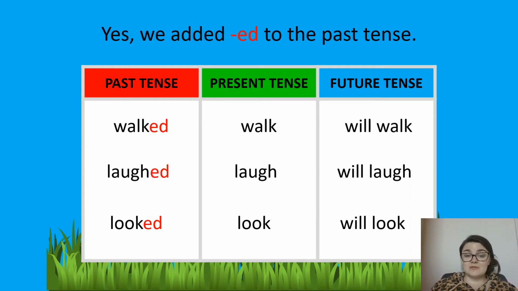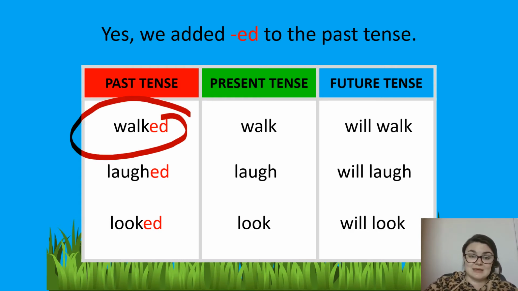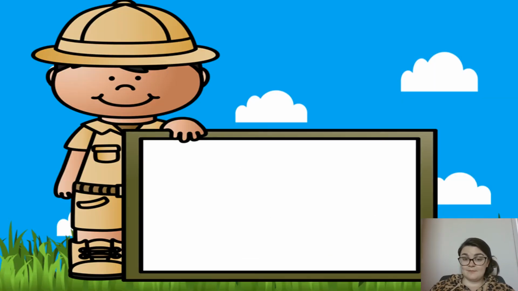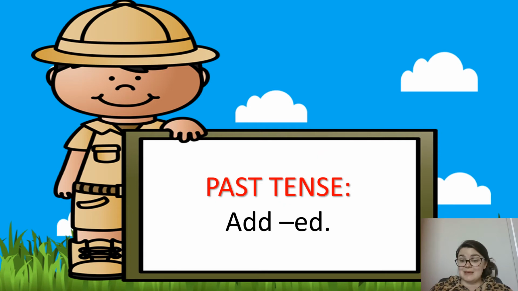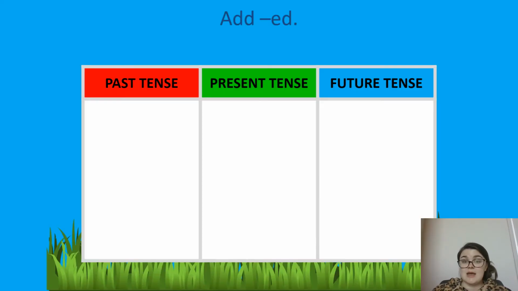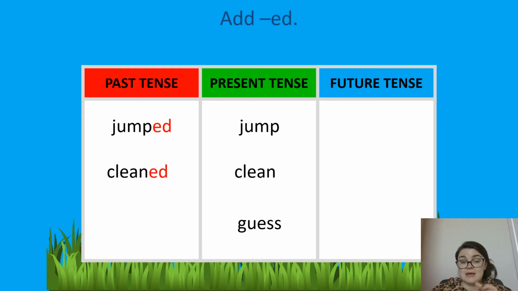So each one of these verbs in the present, we just added an ed to the end of each one to change it to the past. Past tense verbs, we add ed. These are our regular verbs. Most of them follow this rule. Add ed. So jump would become, say it with me, jumped. Clean would become cleaned. And guess would become guessed.